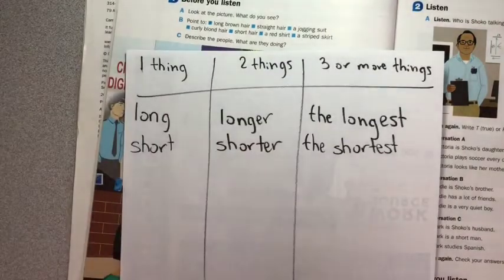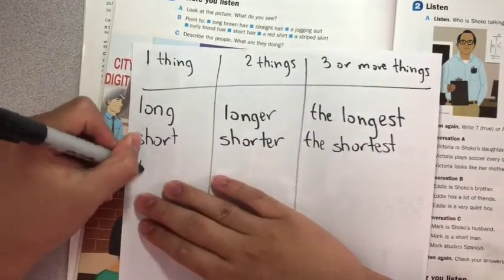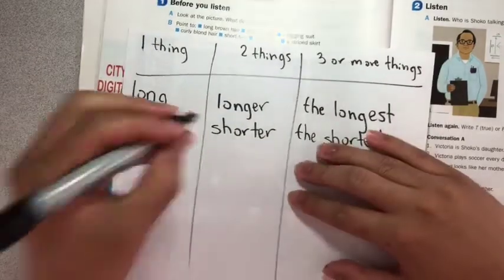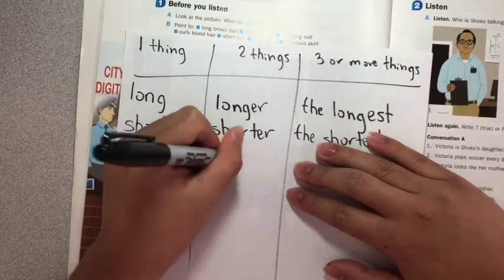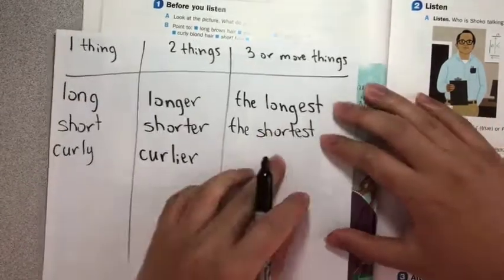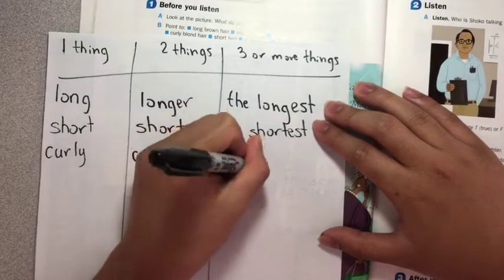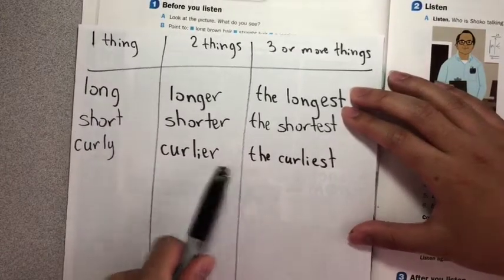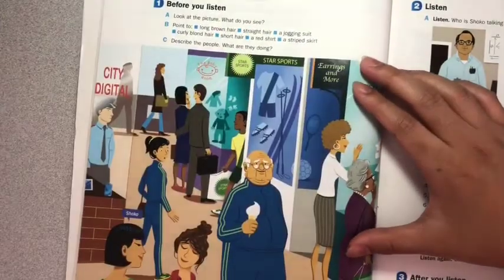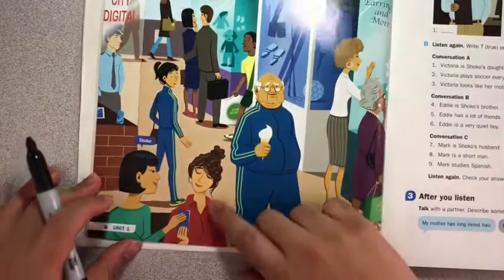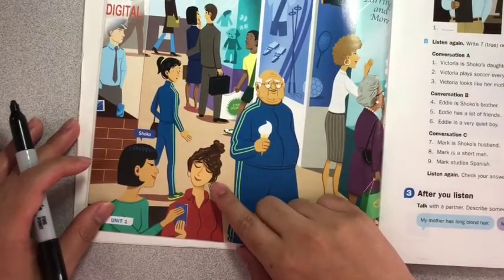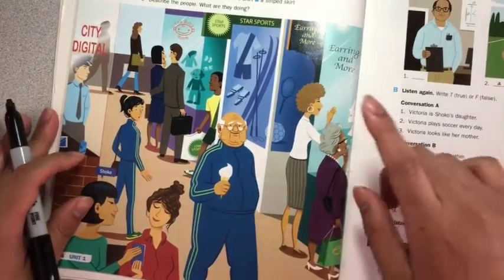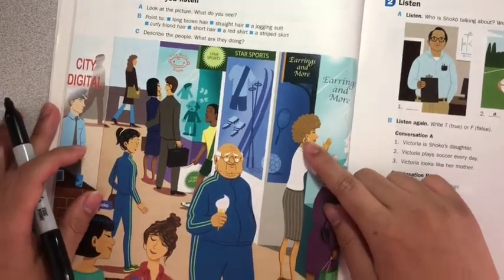Now let's talk curly. Curly ends with the letter Y. So when we compare two things, we say curlier. When we compare three things, we say the curliest. Curly, curlier, the curliest. Let's see. Her hair is a little curly. It's just a little curly. Her hair is really curly.